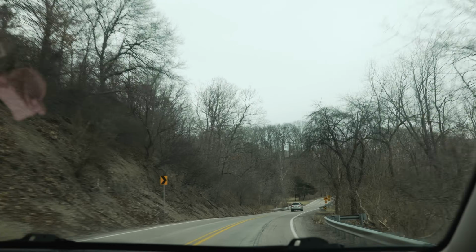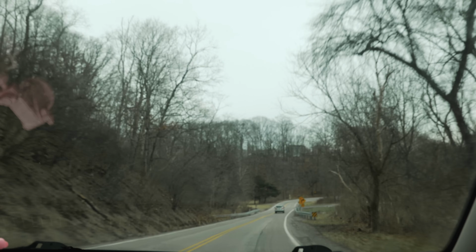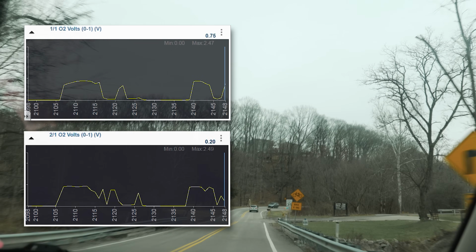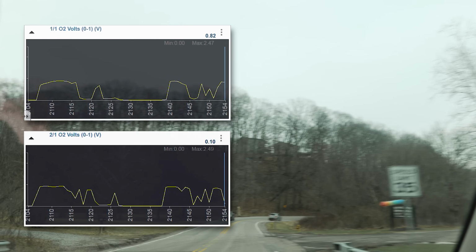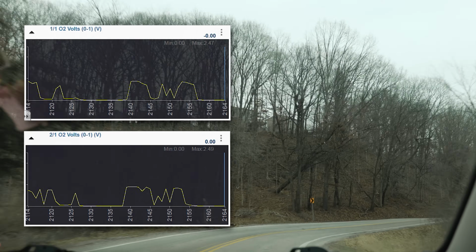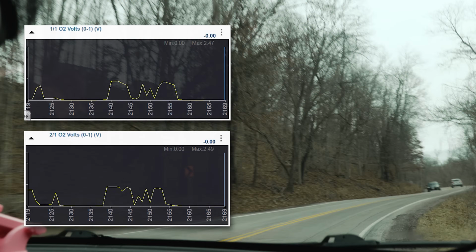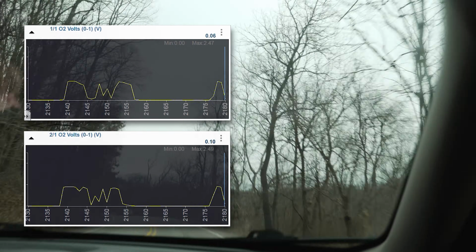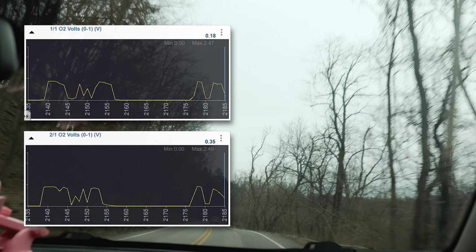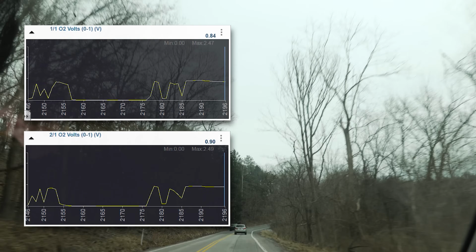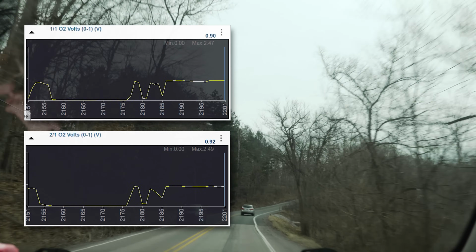You guys remember the O2 tests I told you you can do on any car? Decel fuel cut and wide open fuel enrichment. I'm decelerating right now. You guys can see how lean the O2s are. That's completely normal. There's your lean side. And then you just do a brief wide open. There's your rich side.